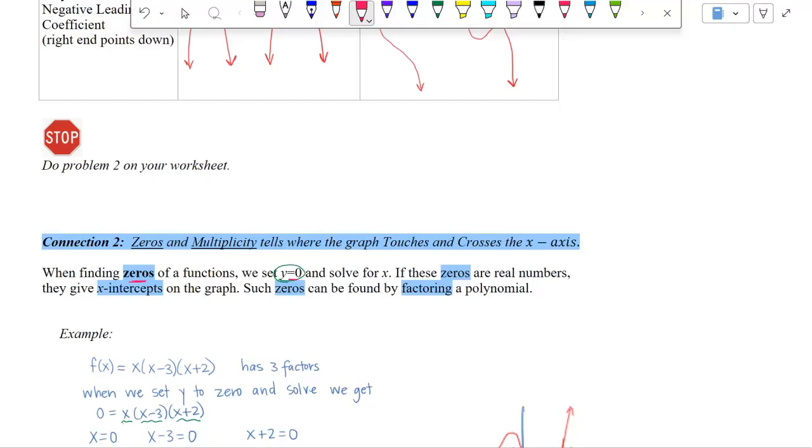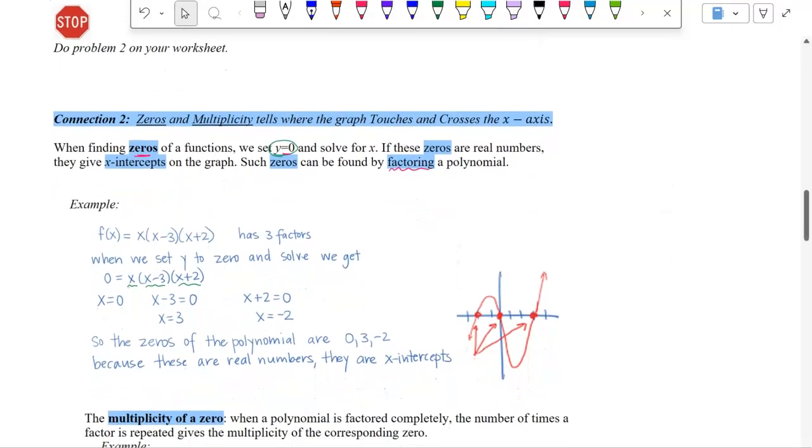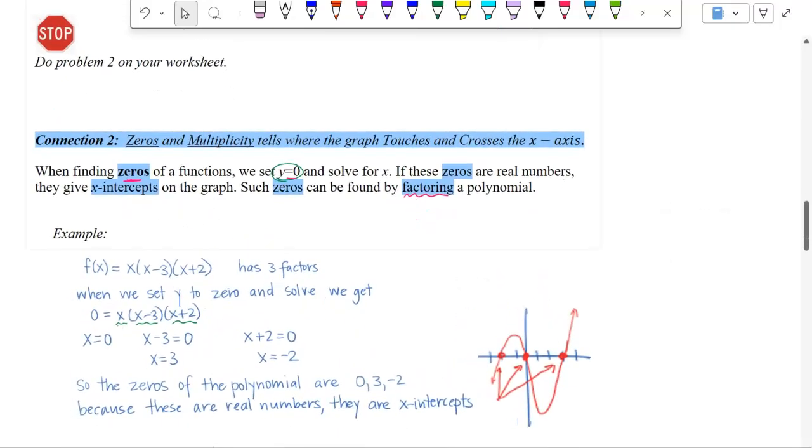Now, when we do this, we have to do it by factoring. At this point, we'll learn some other ways in the future, but right now we're going to be doing factoring. So here we're given a polynomial that is already fully factored, and we see that there are 3 factors here: x, x minus 3, and x plus 2. And so we want to set our polynomial equal to 0 and solve. And so we're going to set each one of our factors equal to 0 and solve.